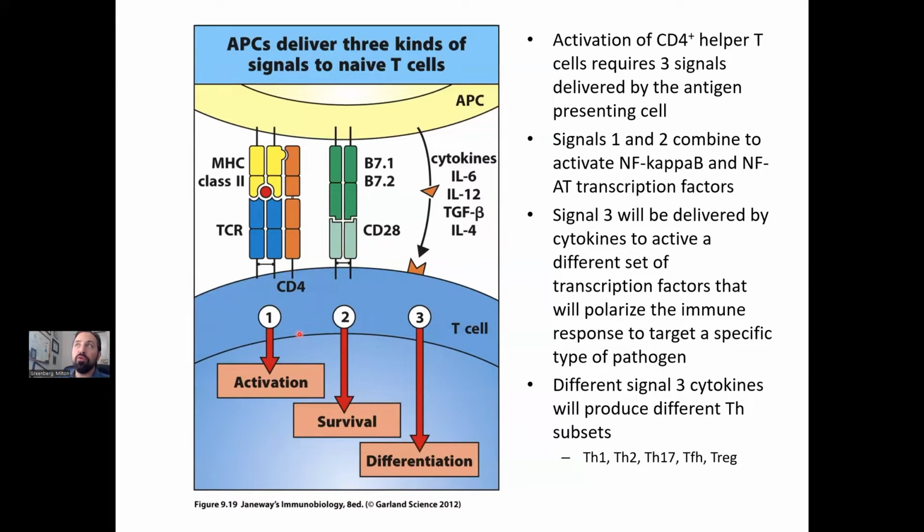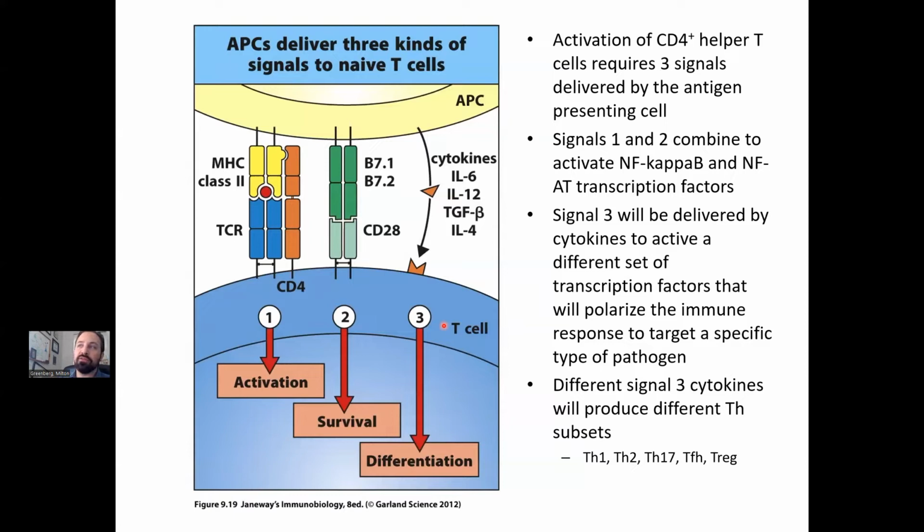So signals 1 and 2 will work together to activate NFAT and NF-kappa B in the CD4 positive T cell. However, signal 3 is going to be acting differently. That will support NFAT and NF-kappa B. So you'll be activating different transcription factors, and these different transcription factors will help to guide the T cell to make specific effector molecules that are better at killing intracellular bacteria or extracellular bacteria or fungi or things like worms and other parasites.